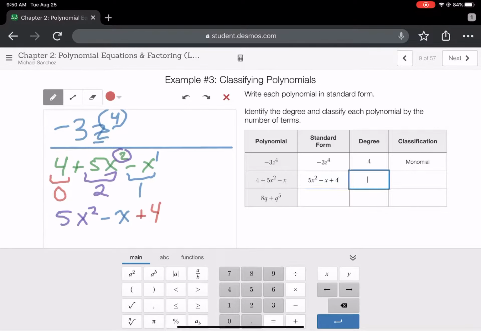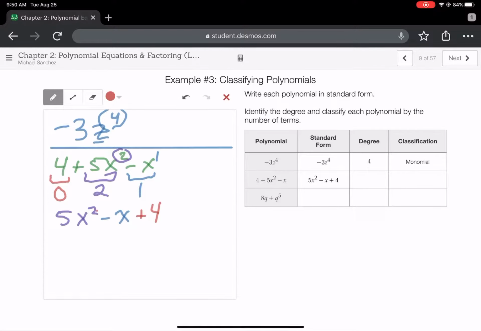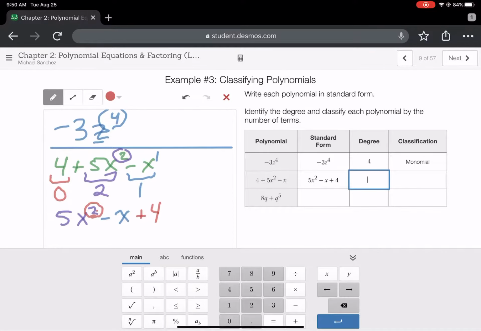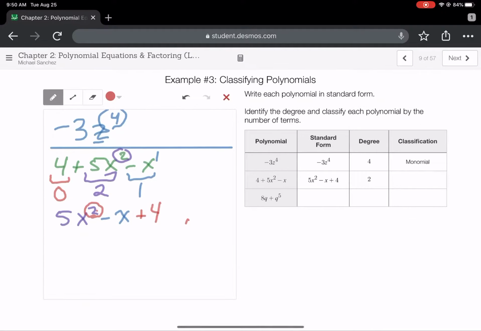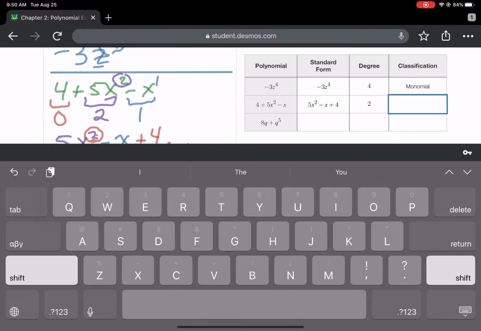All right, to identify the degree of this polynomial, we're going to take the degree of the largest term, which is 2. So the degree of the polynomial is 2. And what kind of polynomial is this? Well, it has 1, 2, 3 different parts. So we have a trinomial.